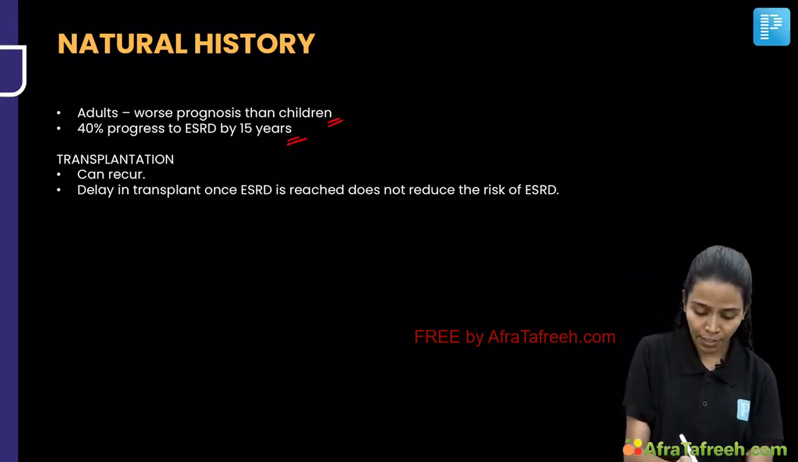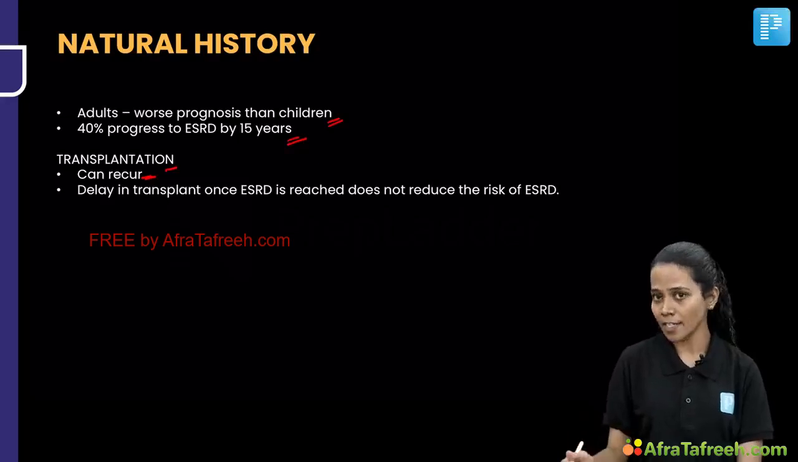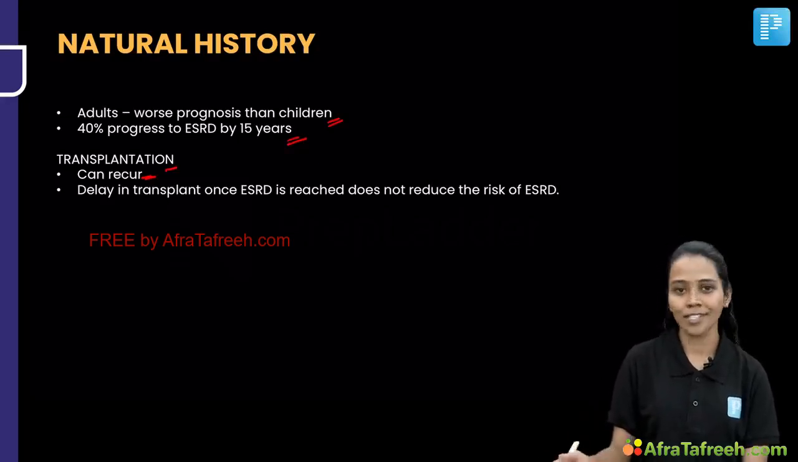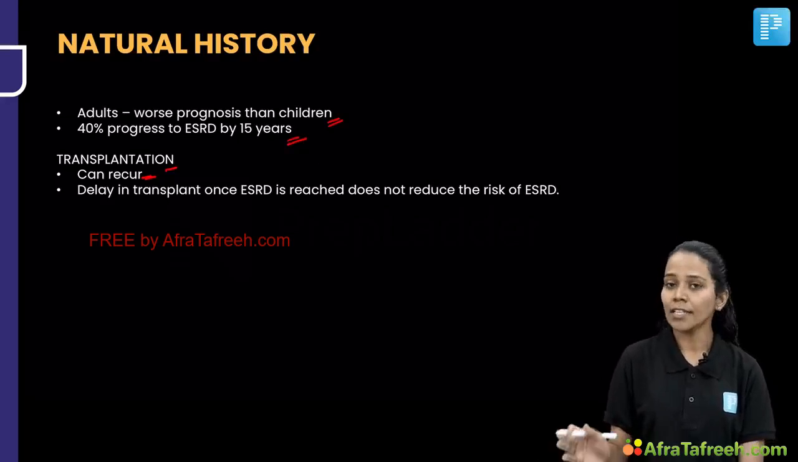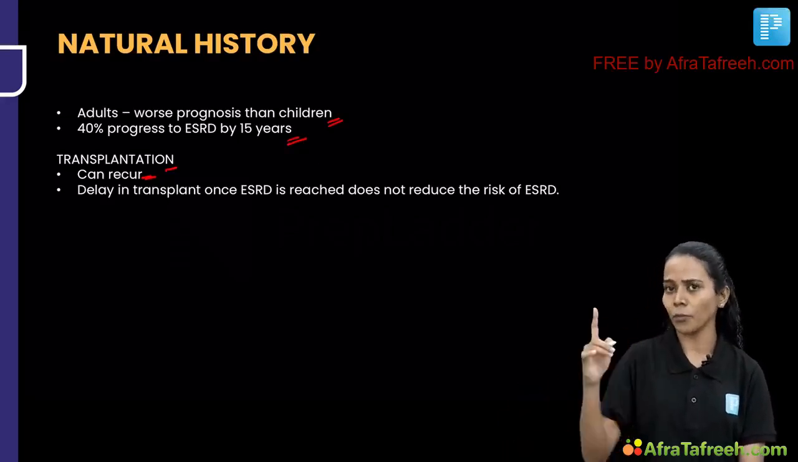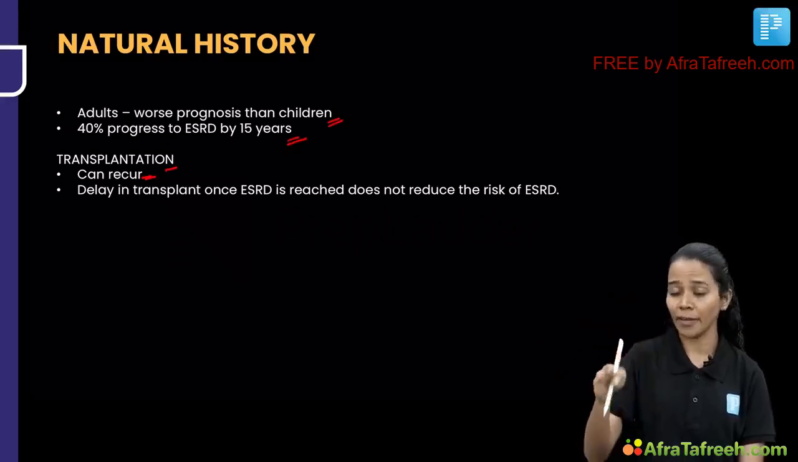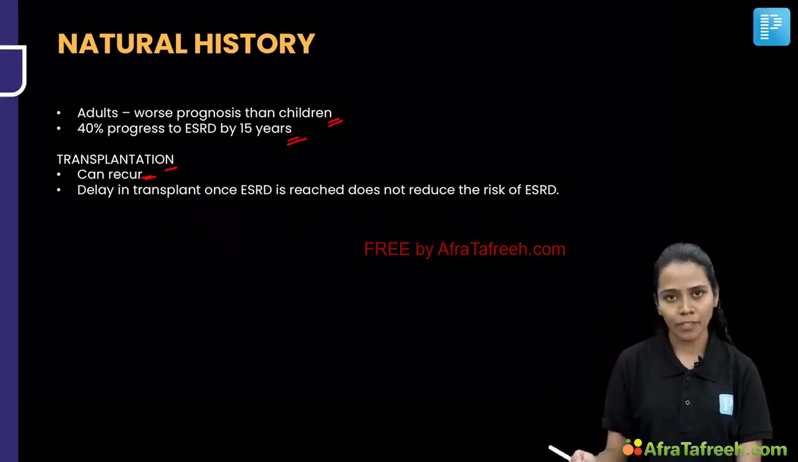Even in transplantation, this can recur. And delaying transplantation, once ESRD is reached because of IgA vasculitis, is not going to reduce the risk. This is unlike in ANCA vasculitis, where we suggest a 1 year gap to maintain after ESRD is reached, and in anti-GBM, where we maintain 6 months. So here a gap is not required because it makes no difference in the outcome with respect to recurrence.